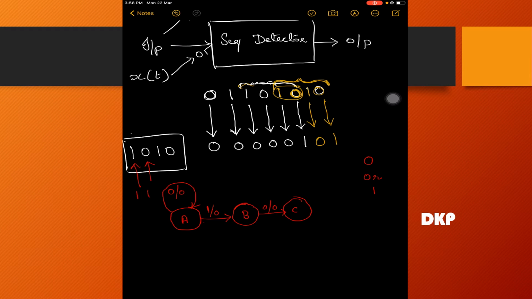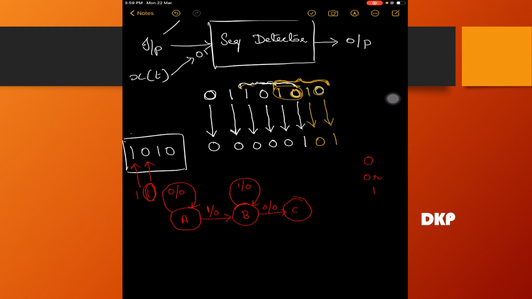Since overlapping is permitted, this second one may be used to start the sequence. So, the machine remains in the state B itself, that is here itself, in state B itself, and it will give an output 0 because the sequence is not detected.